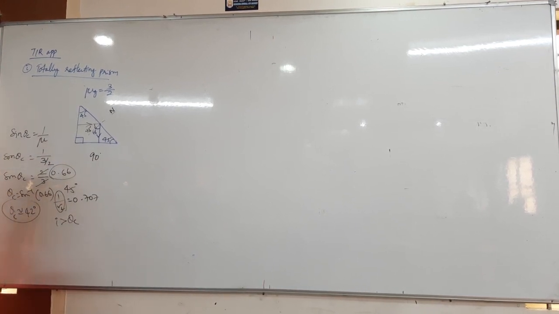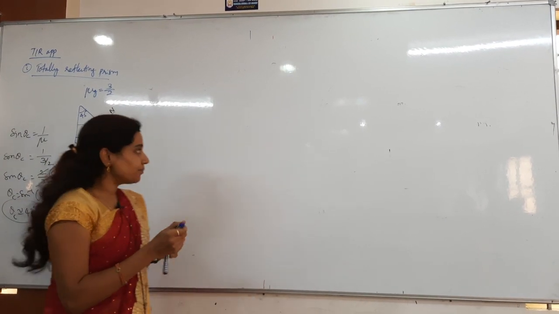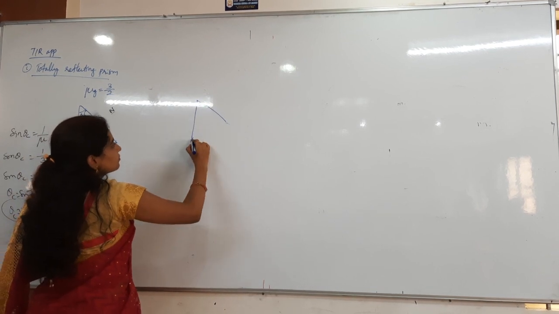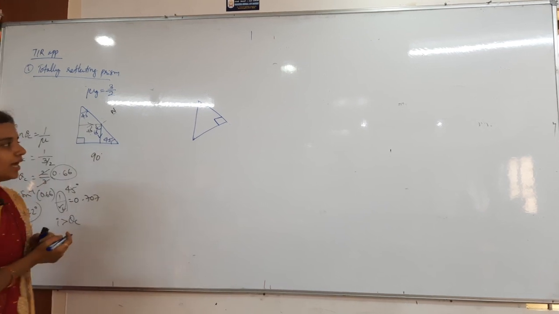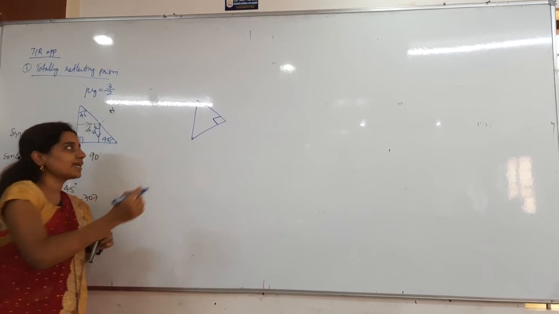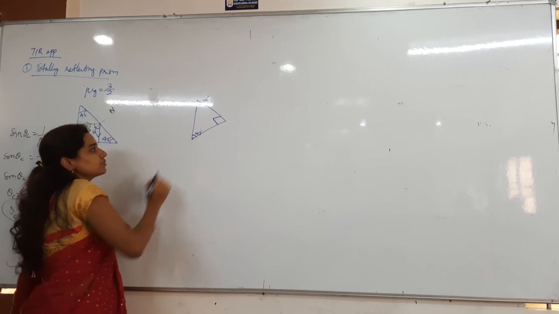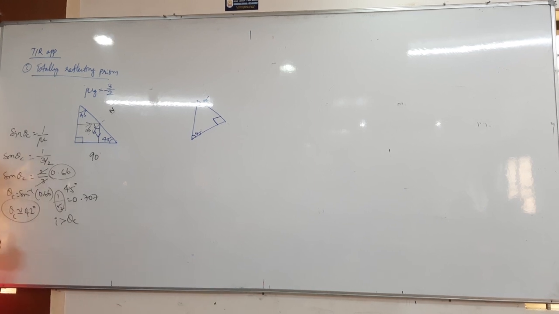Then the next case: again I will take one more right angled isosceles prism, like this I have taken. Like this I have considered, this is a 90 degrees angle. Again right angled isosceles, nothing but this angle is 45 degrees, and this is also 45 degrees only. But for this prism, what was the critical angle? Theta c is equal to 42 degrees.